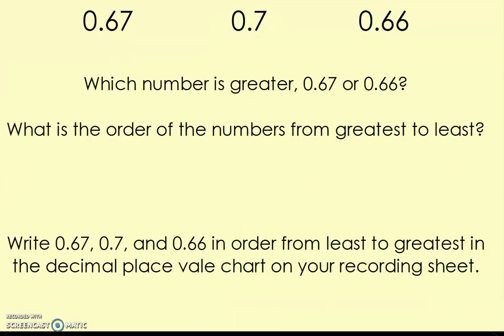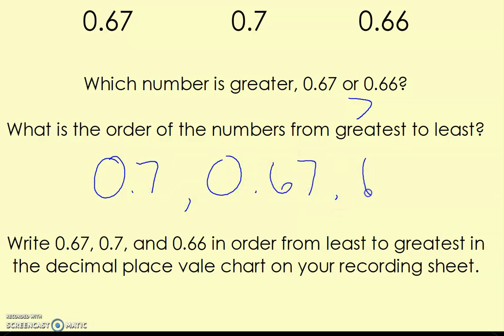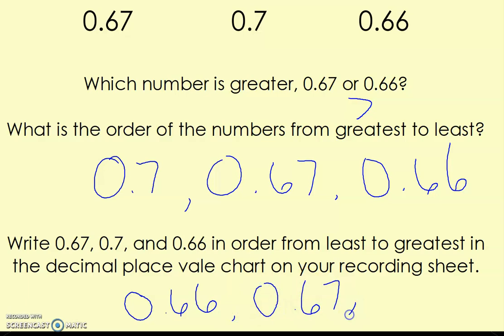So now that we know 67 hundredths is greater than 66 hundredths, now we can order them from greatest to least. So we already knew 7/10 is the greatest, then 67 hundredths, then 66 hundredths. And we can also order them from least to greatest. 66 hundredths, 67 hundredths, and 7/10.